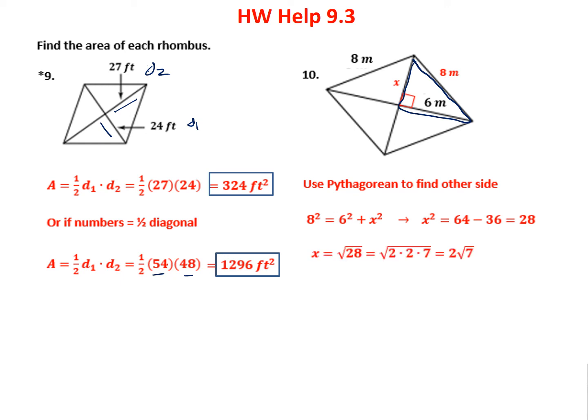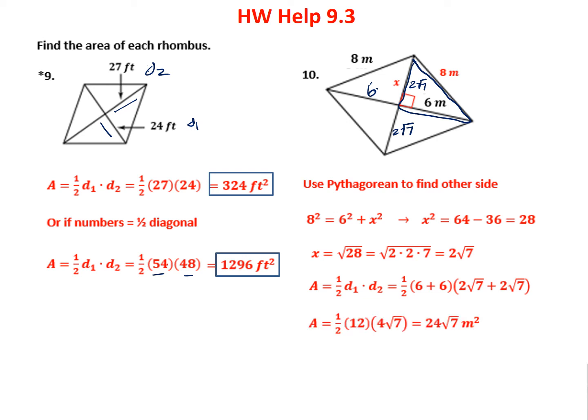So x is going to equal 2 times the square root of 7, or the square root of 28. Now, when I go to my formula, one side is going to be 6 and 6. The other side is going to be 2 square root of 7 plus 2 square root of 7. And so we'll add those together. 6 and 6 is 12. 2 square root of 7 and 2 square root of 7 is 4 of them, so 4 square root of 7.